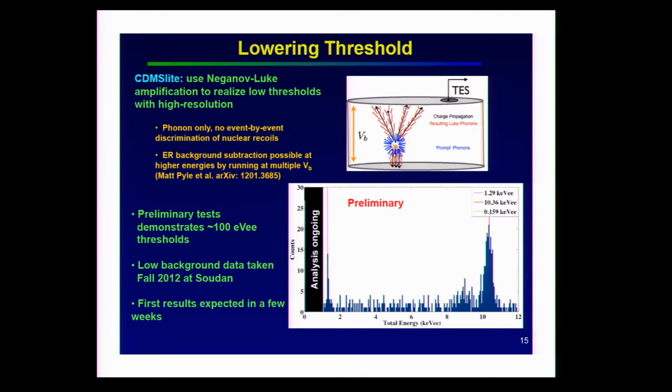But that was at the expense of not having discrimination between electron recoil and nuclear recoil in this particular case. But it really lowered the threshold to 100 eV. We are finalizing this analysis, and there are going to be some results in a few weeks.